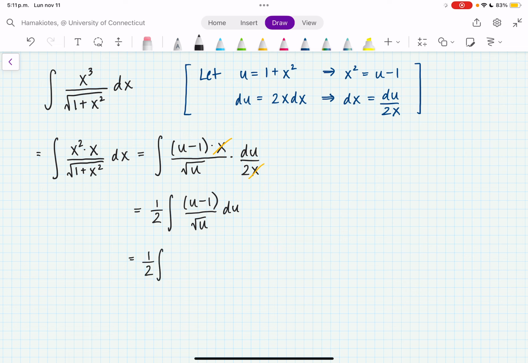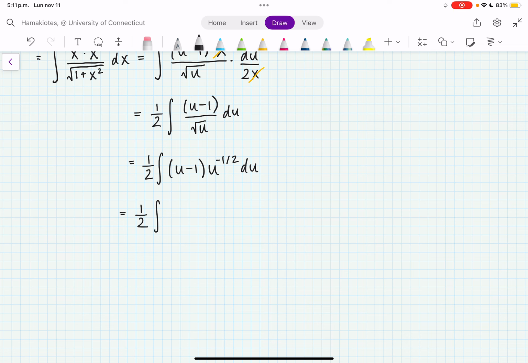Now I can distribute the u to the minus 1/2 to the u minus 1 to get 1/2 times the integral of u times u to the minus 1/2 minus u to the minus 1/2 du. So simplifying the inside of the integral, I get u to the positive 1/2 minus u to the negative 1/2 du. And so now I know how to integrate this.